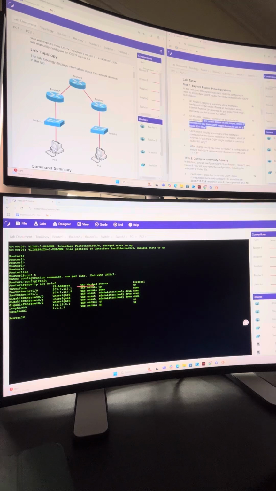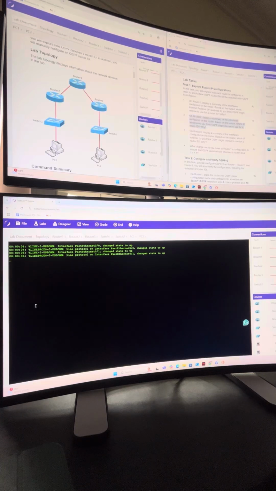So on number 2, it says on router 2, display a summary of interfaces configured on the router. Based on the output, which IP address do you think OSPF might choose to use for a router ID and why? So let's go to router 2 now. All right, we're on router 2. Let's do an enable to go into privilege exec mode, and let's do a show ip interface brief.